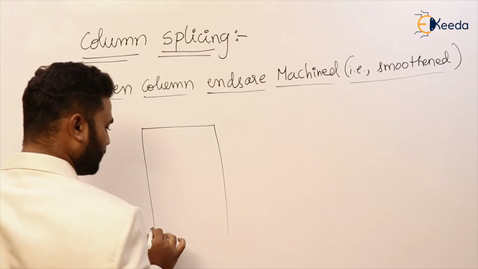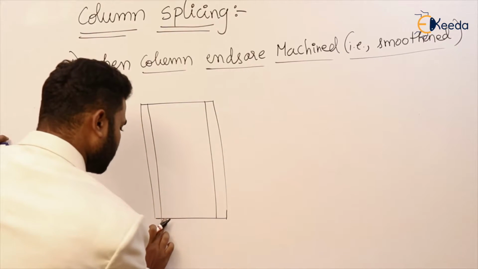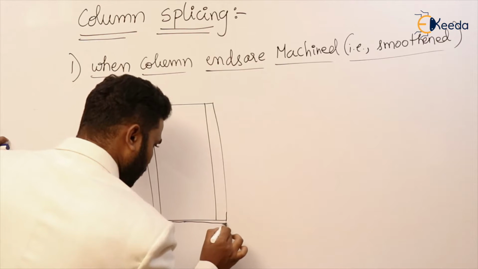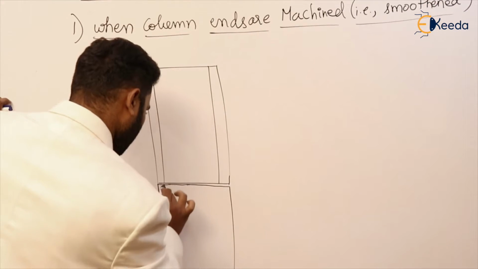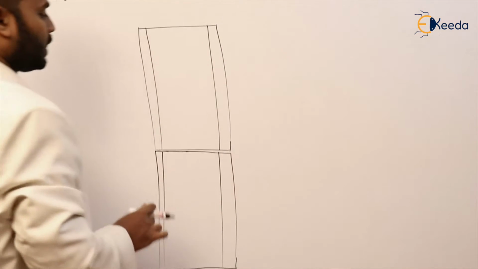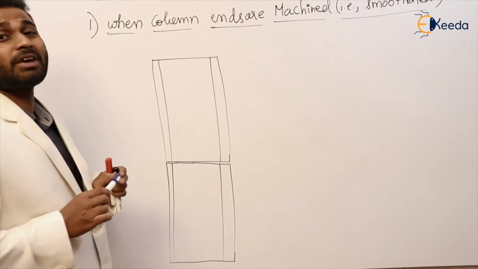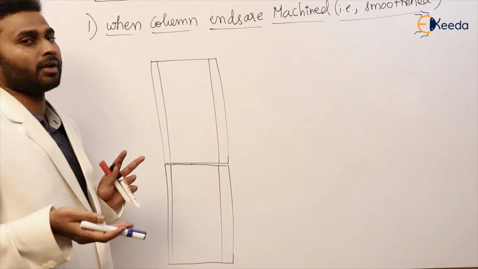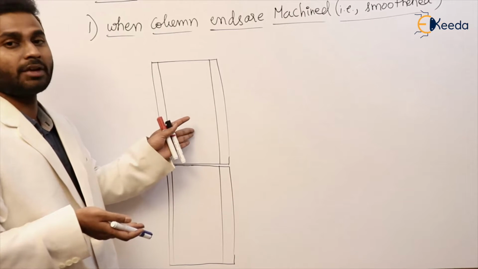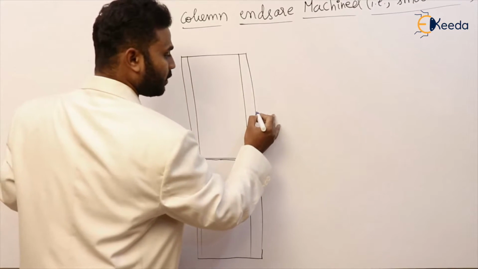This is one column, maybe an I section. Now we have to connect this I section to another I section, which is present here. So this is one I section, and this is another I section. Now we have to connect it. For connecting, we have to use cover plates and bolts. Agree or not? Either cover plate and bolt or cover plate and weld may be used for making a connection. So now this is a cover plate.